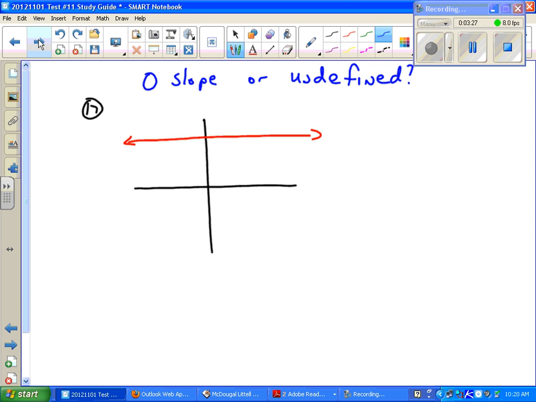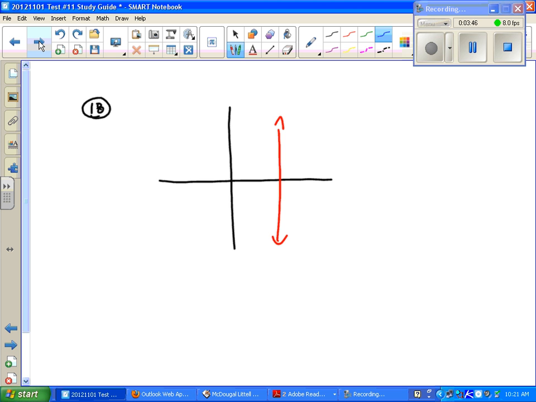Number 17, we're finding, is this zero slope or is it undefined? The easiest way when you're looking at the picture to determine this is with the line, you can create a Z, so zero. Undefined, with the line, you can create an N, so no slope. That's the undefined one.